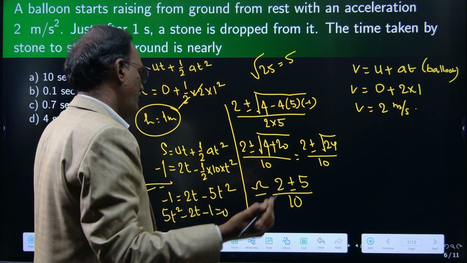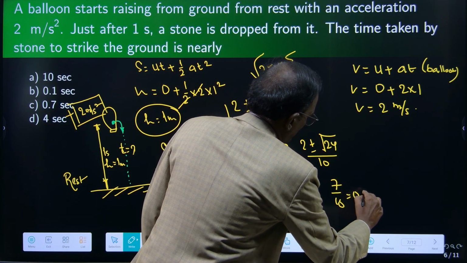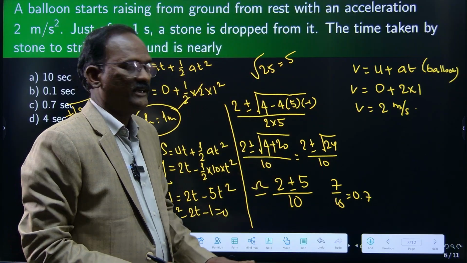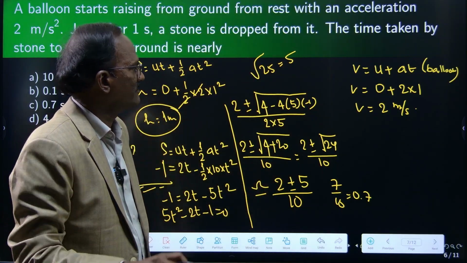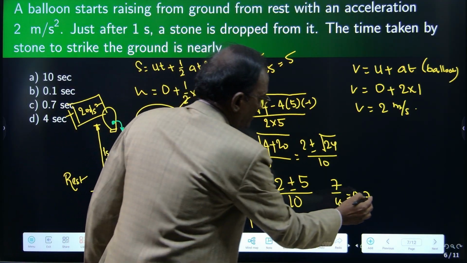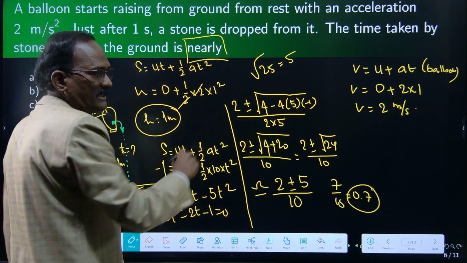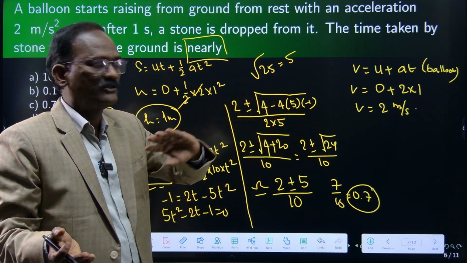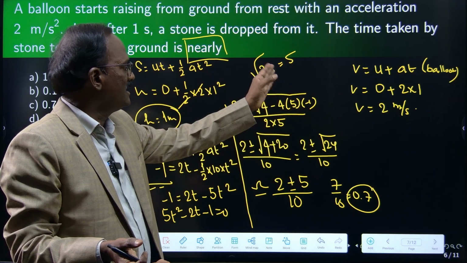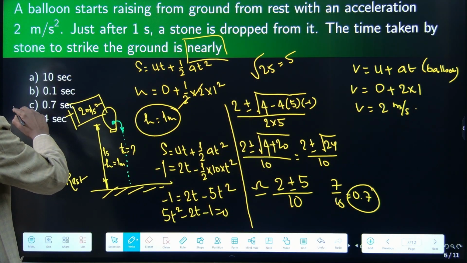So 2 plus 5 is 7. 7 by 10 is equal to 0.7. The other value, 2 minus 5, is minus 3. Minus 3 we need not consider because time value won't be negative. So this is 0.7 second. In the question itself, they have mentioned the nearest value can be substituted. So it is nothing wrong for you to consider root 25 instead of root 24. 0.7 is the right answer, option 0.7.